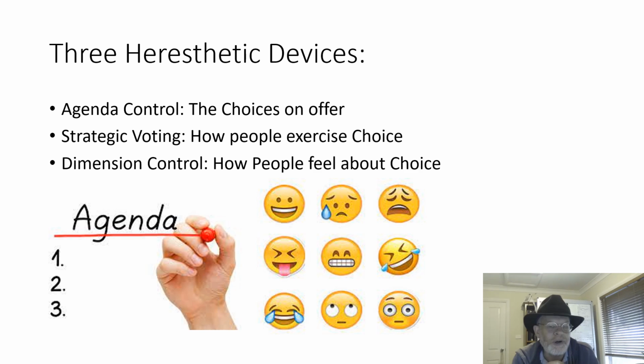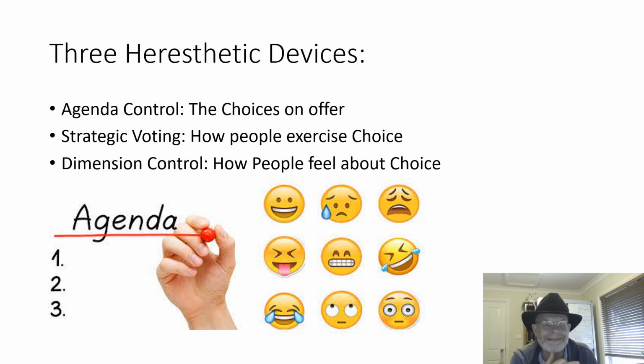Okay, so there's three main heresthetic devices, and the last one that I discuss, dimension control, is actually by far the most powerful device. Now, heresthetic is all about choice. That's what the root word means, choice in Greek. Now, it's often lost on people describing heresthetic that each one of these devices affects a different type of choice or a different aspect of choice.